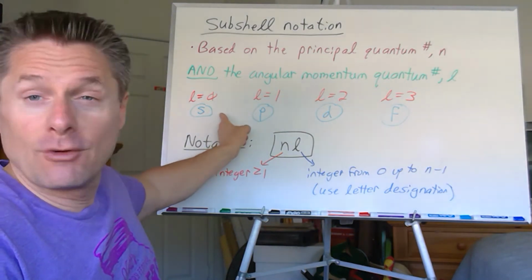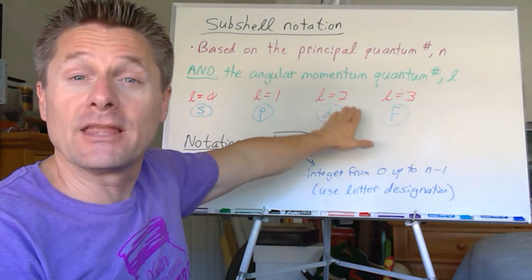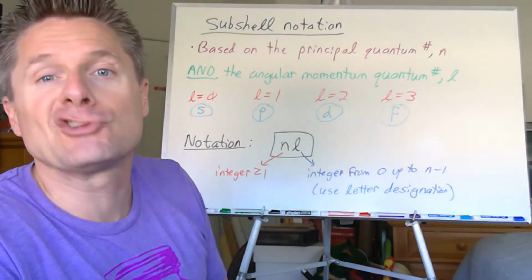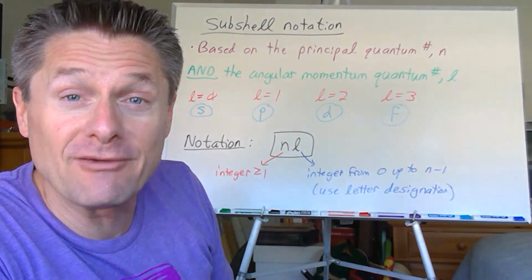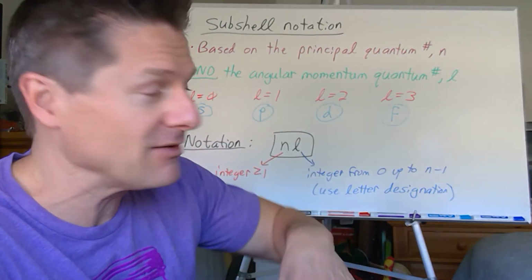So for L equals 0, that's called an S subshell. L equals 1 is a P subshell. L equals 2 is a D subshell. And L equals 3 is an F. The traditional, or notorious, depending on how you think of it, SPDF notation. Oh, we're going to get a lot of that till we have nightmares.